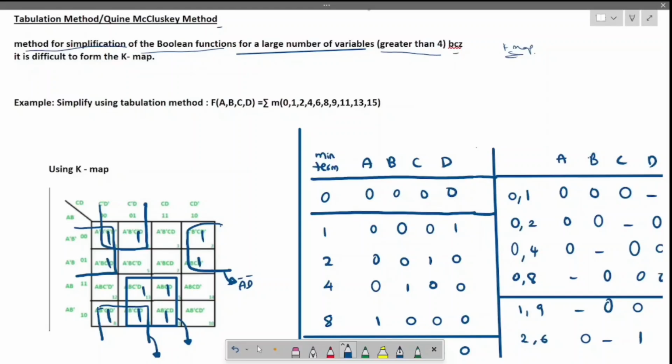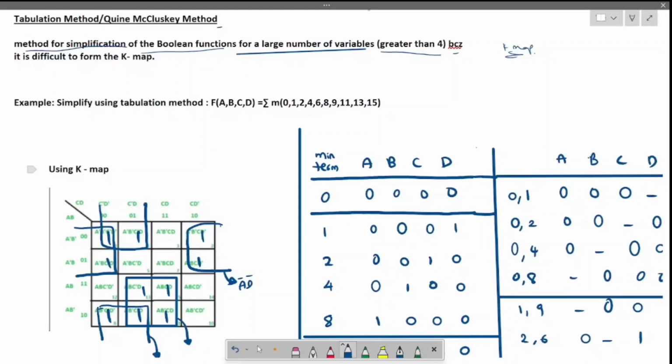In the last video we saw the 5 variable K-map. How hard it is, right? So to avoid the difficulty, there is another method, that is the tabulation method. Using this also we can simplify the Boolean expressions. That is the purpose. We are going to see the tabulation.